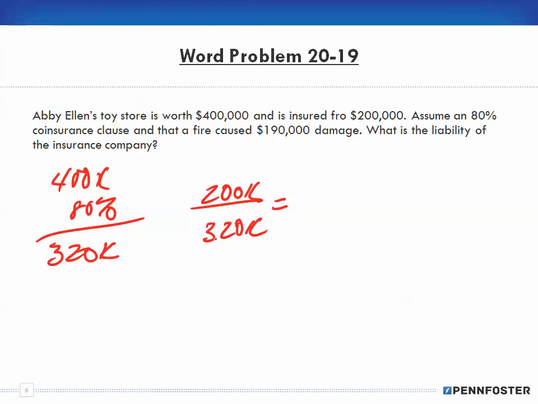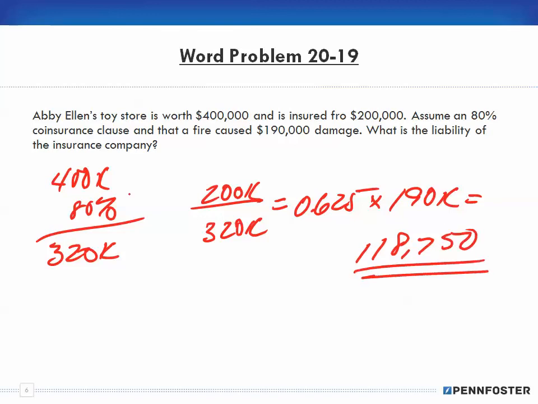200 divided by 320 is 0.625, and we multiply that by the $190,000 in damages, and that means the insurance company will have a liability of $118,750.